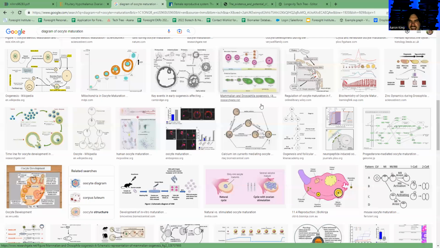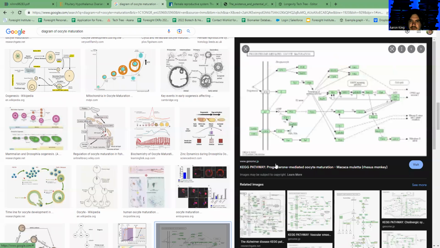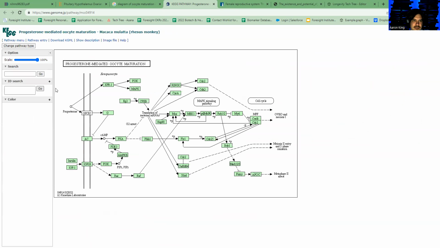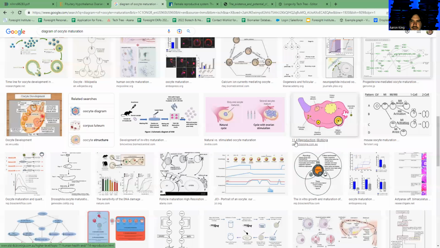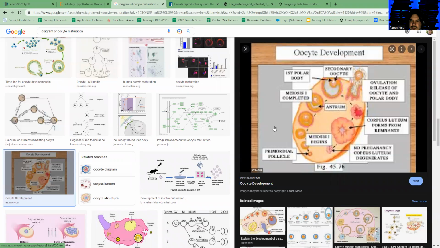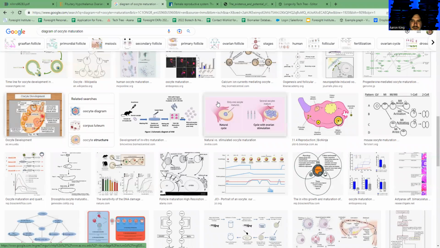Okay. Oh God, KEGG. Of course they did this. Let's see what KEGG has for us. Oocyte maturation. This is just the pathways within the cell. Okay. Follicle. Okay, that's fine.